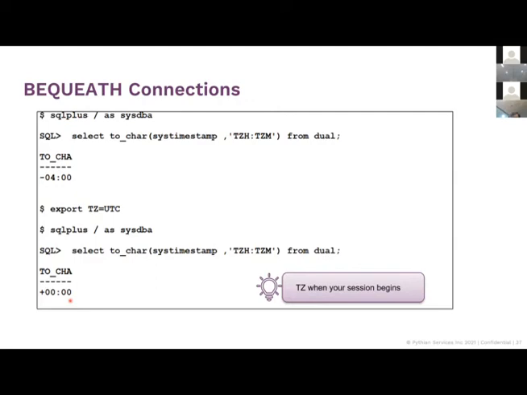This tells me that my time zone is dependent on when my session begins. What I see depends on the value of the TZ variable when my session started. If my TZ variable was set to EST, I see the EST time. If my TZ variable was set to UTC, I see the UTC time. So it does not depend on your database time zone. It depends on the TZ variable on your system, right? This is what happens in a bequeath connection.